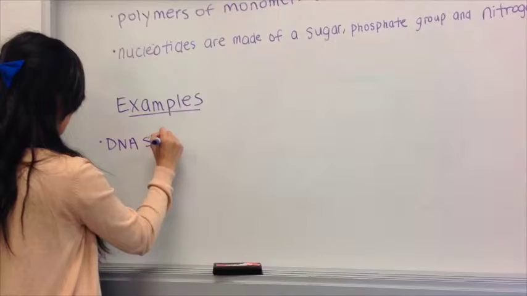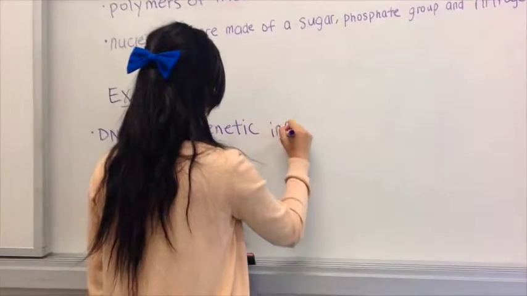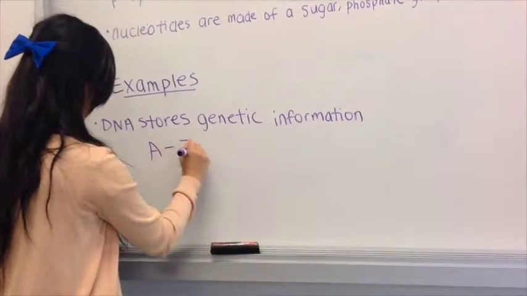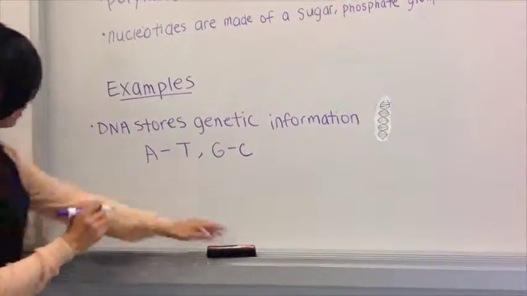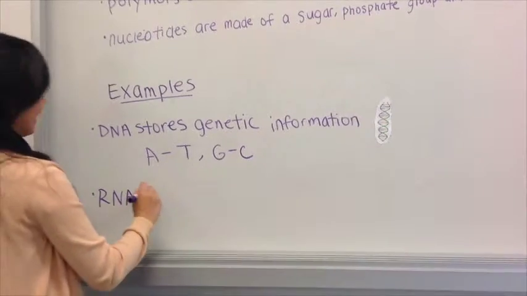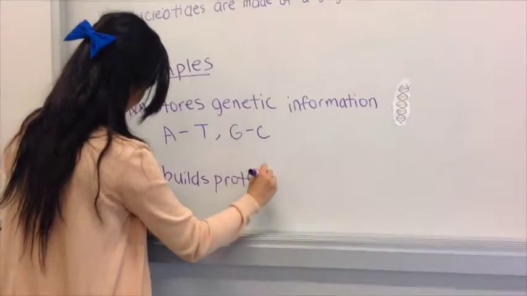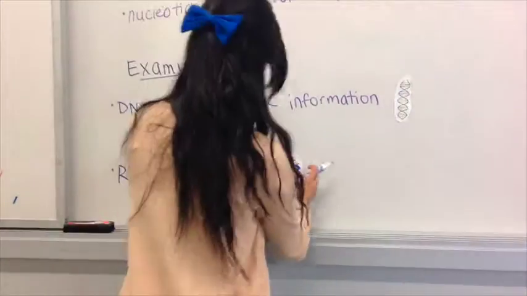DNA is found in all living things. DNA stores genetic information. The bases of DNA are adenine, thymine, cytosine, and guanine. The RNA builds proteins. The bases are adenine, uracil, guanine, and cytosine.